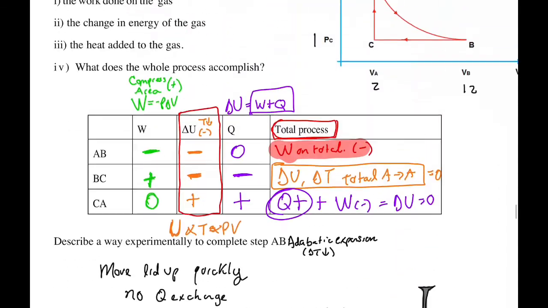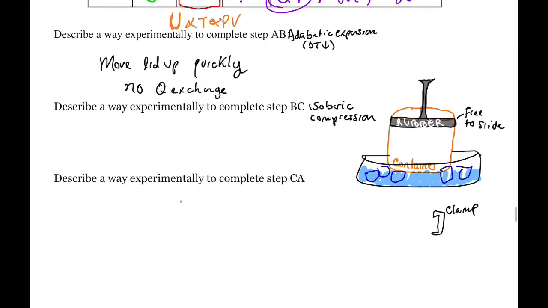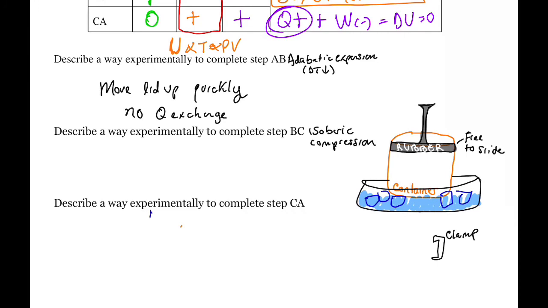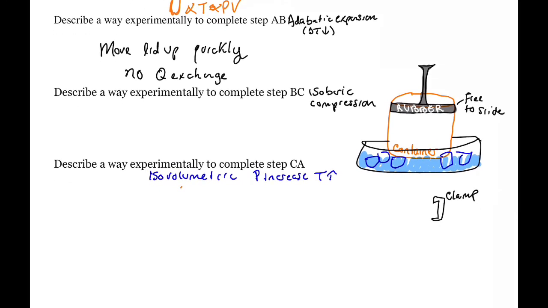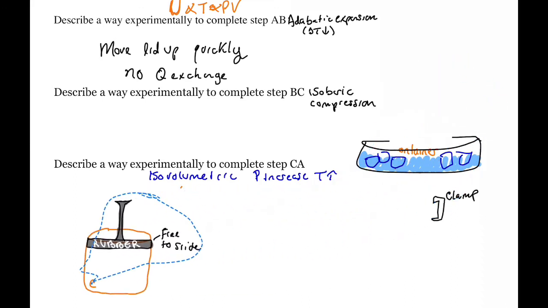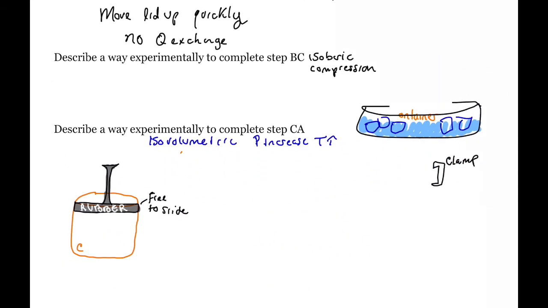Next step, from C to A, let's check it out. That's isovolumetric, so we're going to write that down: isovolumetric, and we have a pressure increase, which corresponds to a temperature increase. Okay, so what are we going to do now? Let's take that same container here, and we will clamp the lid down. Let's get rid of this concept that it's free to slide. It can't be free to slide because we have to keep the volume constant. So let's take this clamp right here and clamp our lid down so the lid motion is fixed.